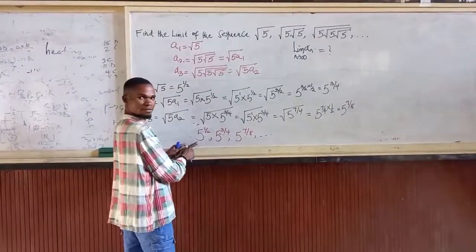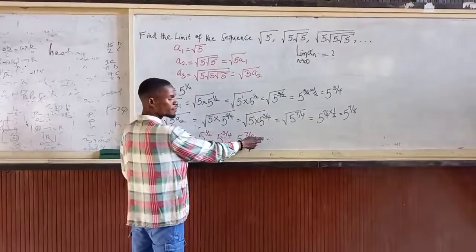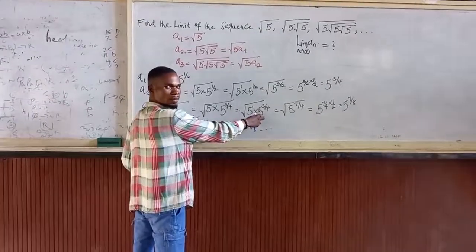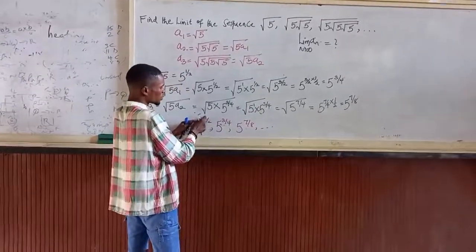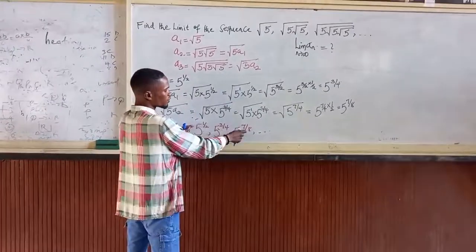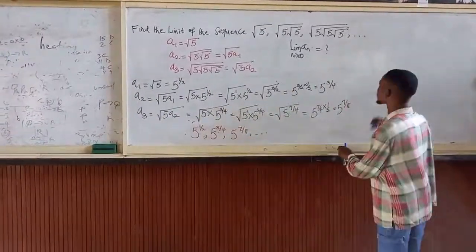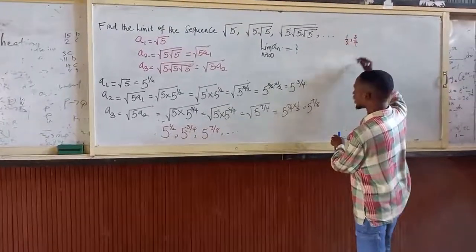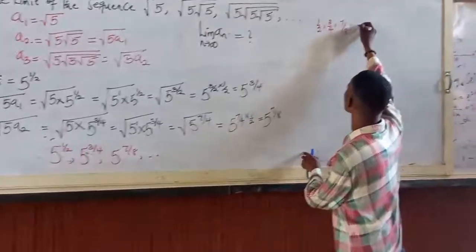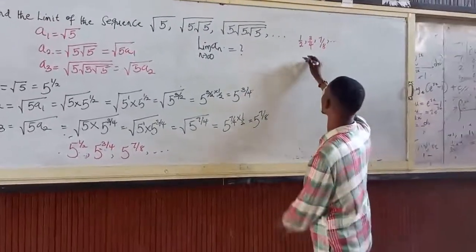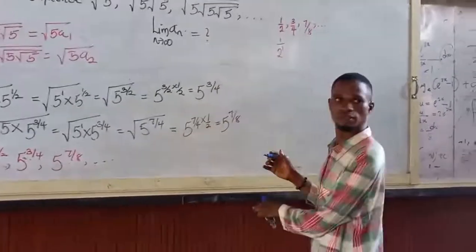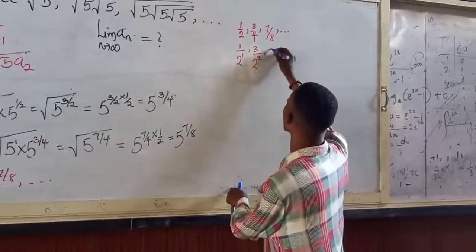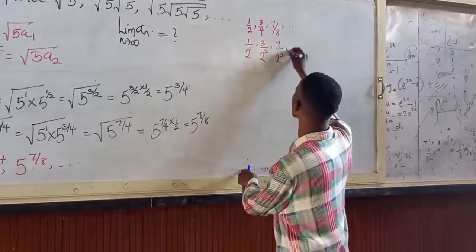The base here is 5, 5, 5. That means the fourth term will be 5 raised to the power unknown number. The fifth term, 5 raised to the power unknown number. Like that. Now I'm having the power here as 1 over 2, as 3 over 4, as 7 over 8. And let me consider the power, which is 1 over 2, and 3 over 4, and what? 7 over 8. Which can be written as 1 over 2 raised to the power 1, 3 over 2 raised to the power 2, and 7 over what? 2 raised to the power 3.